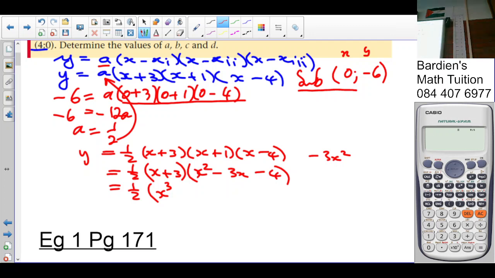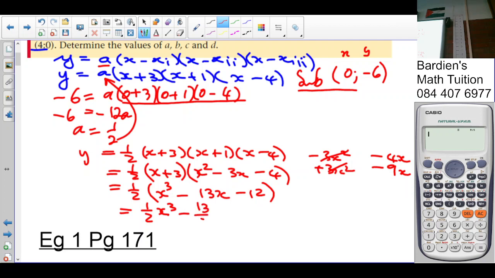Okay. So negative 3x squared plus 3x squared will cancel. Okay, so that's gone. Then we have negative 4x, and 3 times negative 3 is negative 9x, which in turn will give you negative 13x minus 12. Then we multiply the half in, it's going to be half x cubed minus 13 over 2x minus 6.